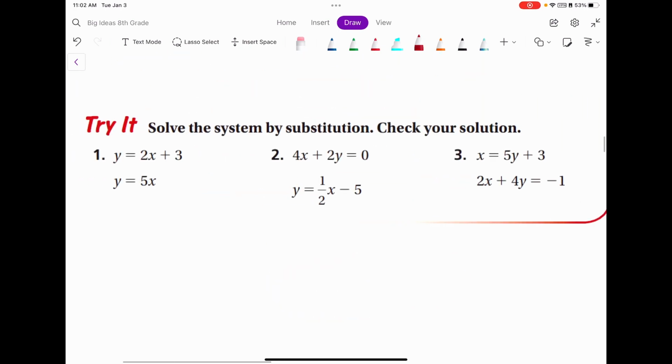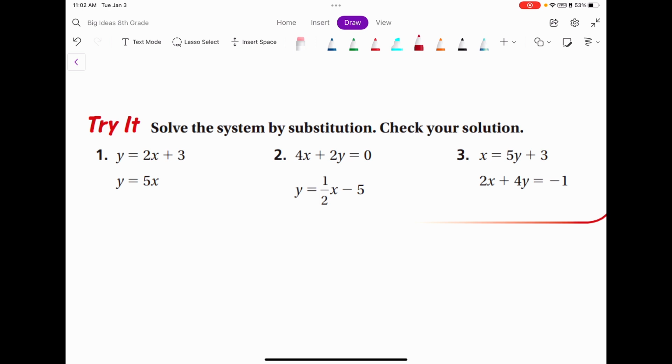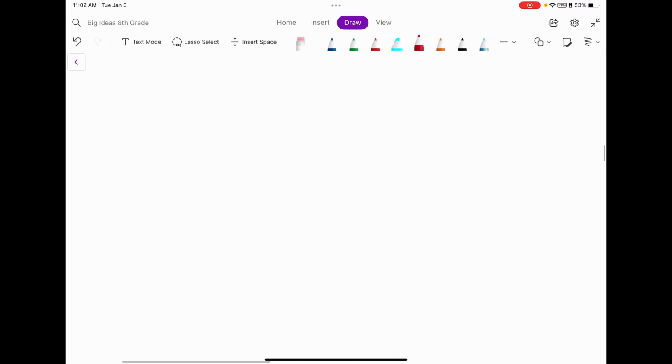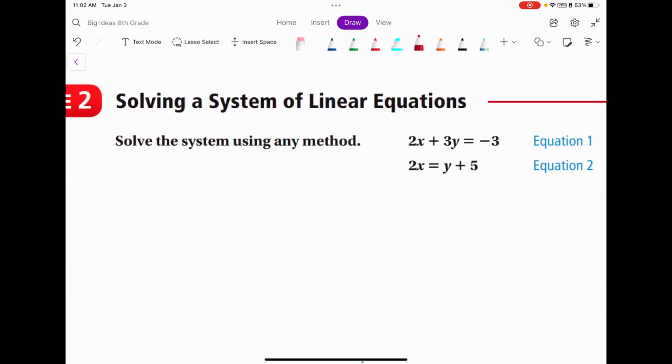Here are the 3 problems that you can work on. I'll give you a second, and then you can pause the video, do them, and then check back towards the end, okay? Example 2, we're solving a system of linear equations. Now, in this case, we might need to solve for a different variable, okay? The thing I notice is my bottom equation, I can get y solved for pretty easily.